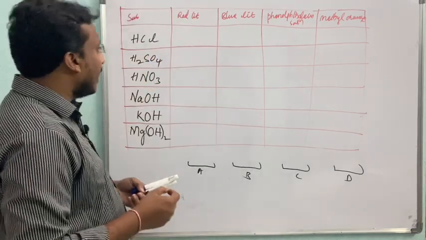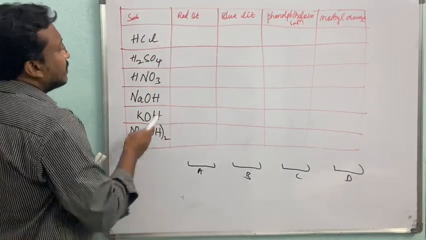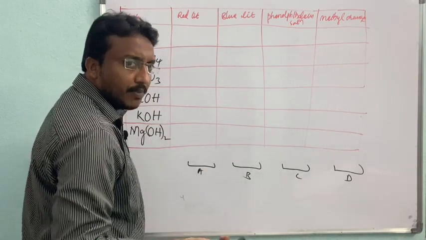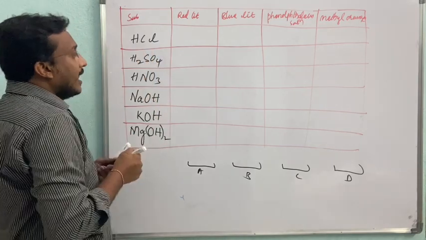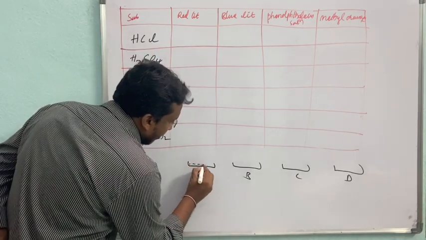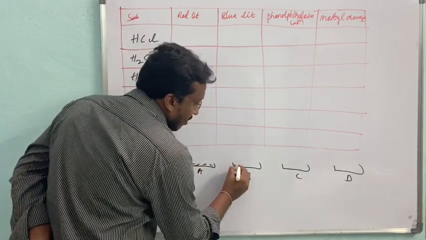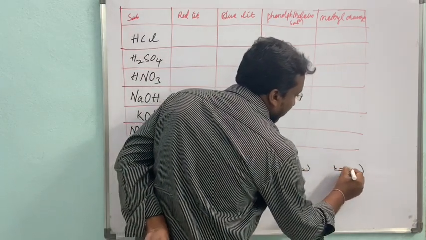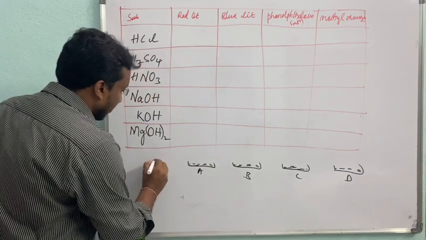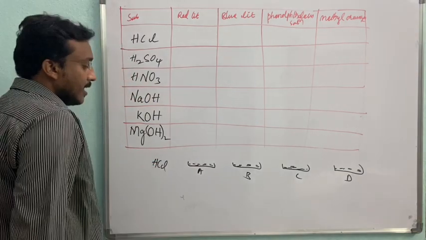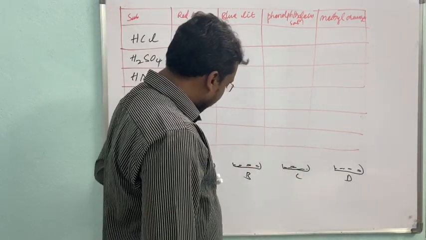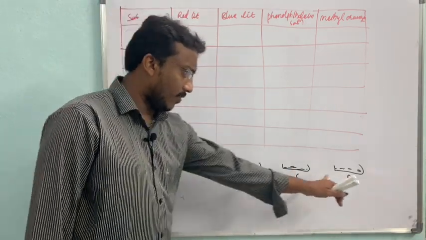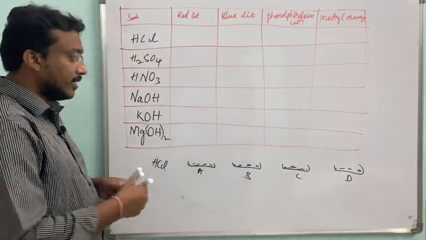Take a small amount, 2 ml or 5 ml, of HCl, hydrochloric acid, in A, and in all the 4 watch glasses. I have taken HCl in all the 4 glasses with a small quantity, 2 ml.